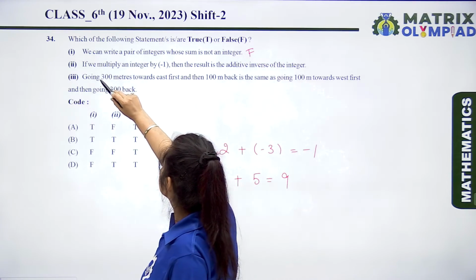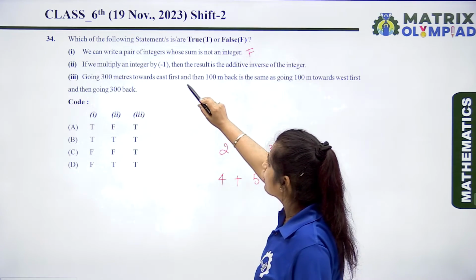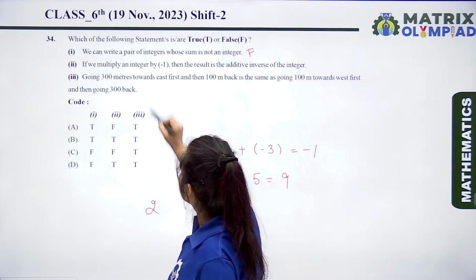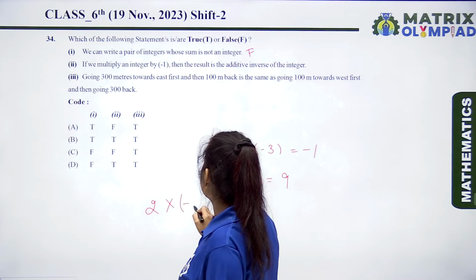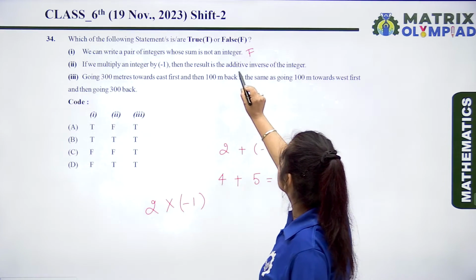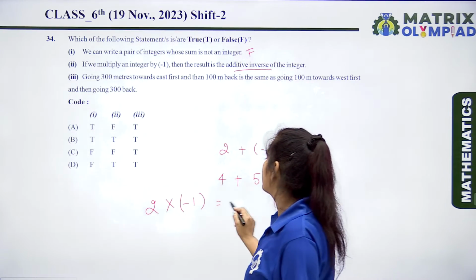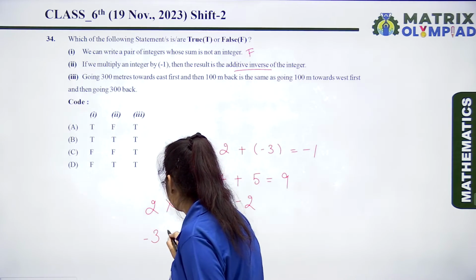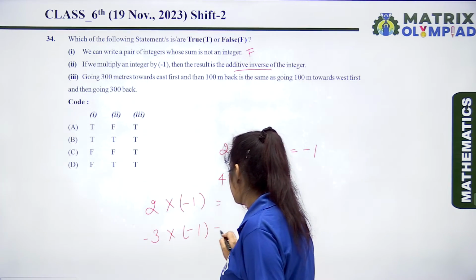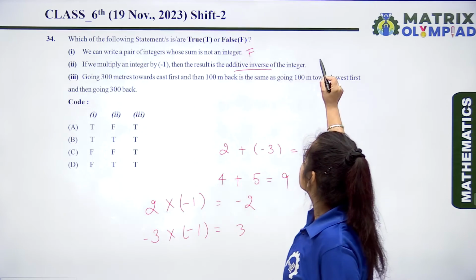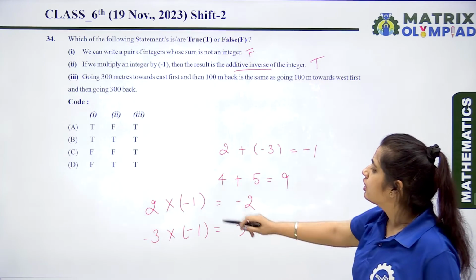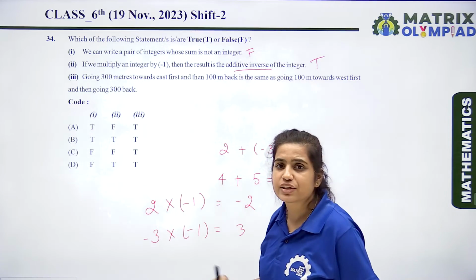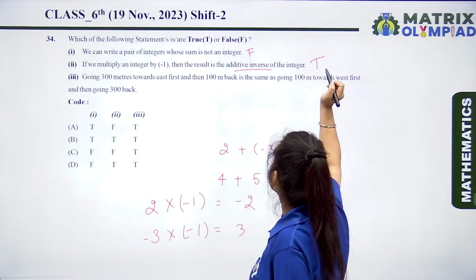The next is, if we multiply an integer by -1, let's take 2, an integer, and multiply it by -1, then the result is the additive inverse of the integer. So here we get -2. If we take -3 multiplied by -1, the answer is 3. So this statement is true, because the additive inverse of 2 is -2 and the additive inverse of -3 is 3. So the second statement is true.